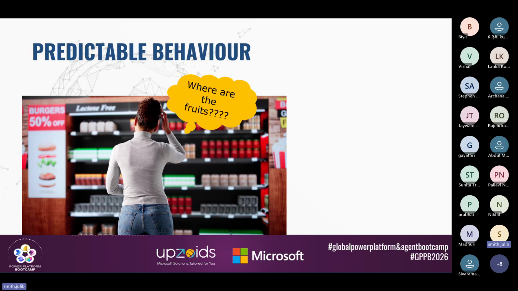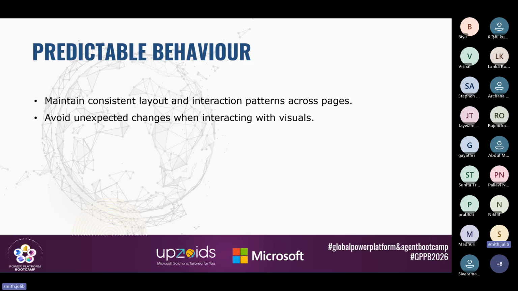They change. And that is why predictable behavior is also very important when we are designing digital interfaces. We have to maintain a consistent layout and interaction patterns across pages. And we should also avoid unexpected changes when interacting with visuals.